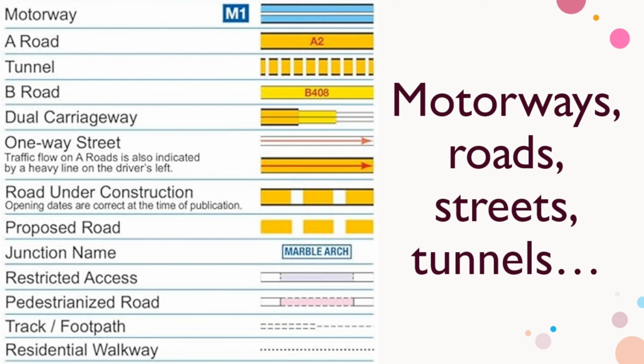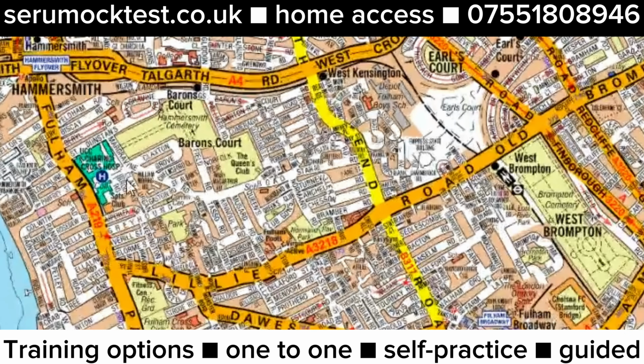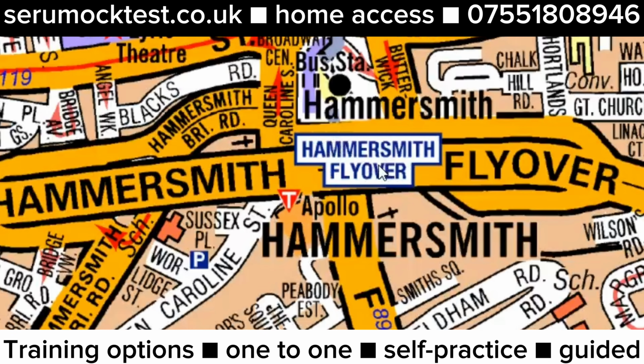Let's go to the Hammersmith area, and this is where we're going to find them. There you go. First of all, here is a junction name of the flyover, whatever they want to call it. That's the name of the flyover. Again, you can drive through, no problem. This is just a name.